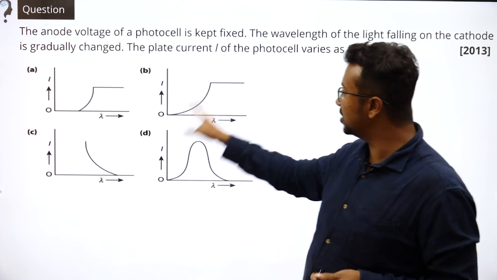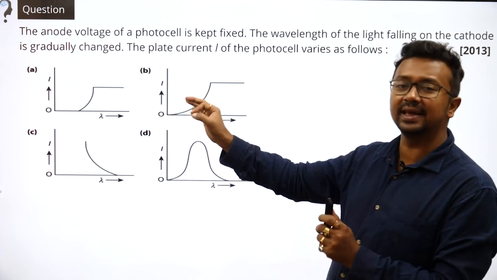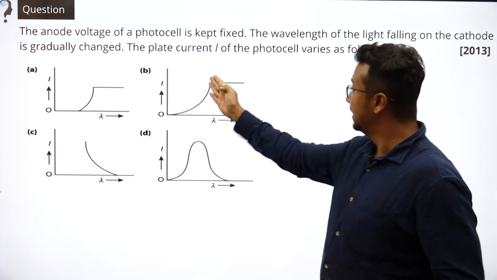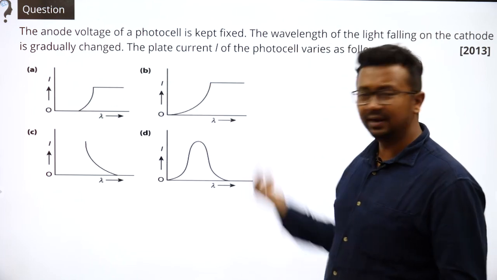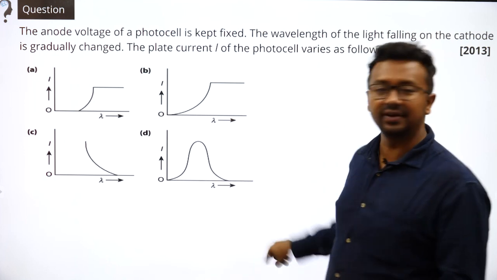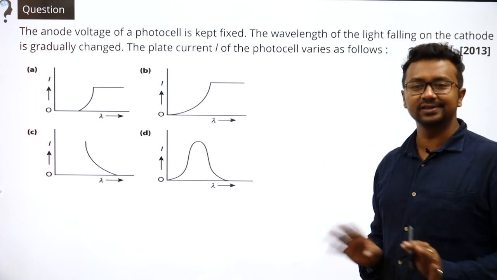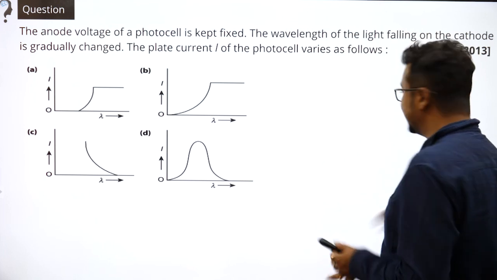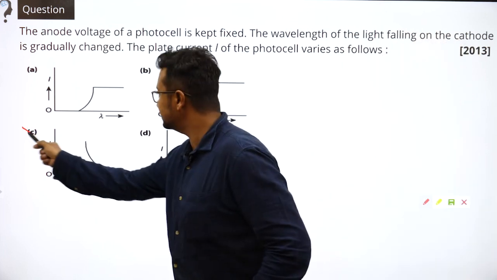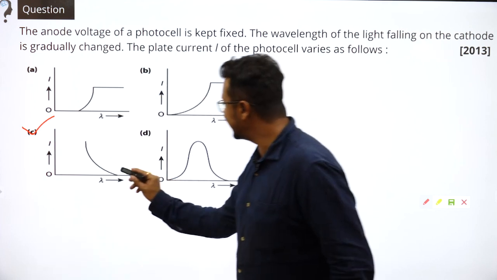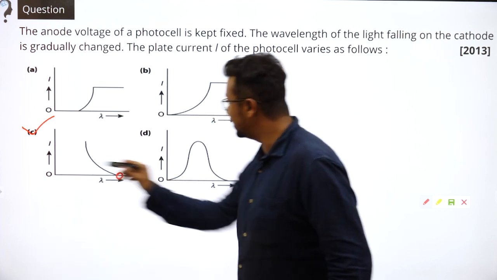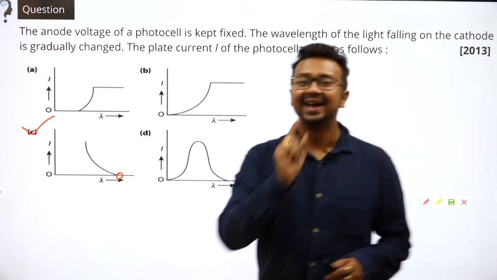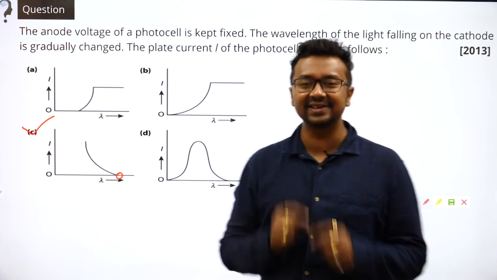So option A, B, C, D, which one do you think is the correct answer? A cannot be, because in this case the photocurrent is increasing. B, same thing. D, it is increasing and then decreasing, so that is not giving us a clear indication whatsoever. So it is very clear that option C is correct: at a certain value of lambda, as it keeps increasing, the photocurrent will become equal to zero. All right, students. Chalo, let's have a look at the next question.